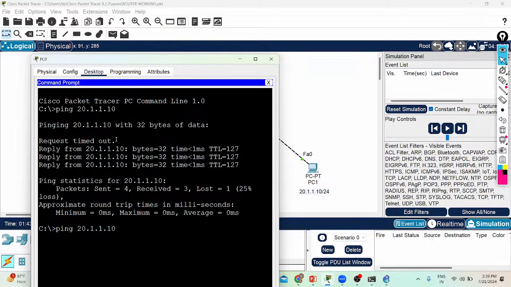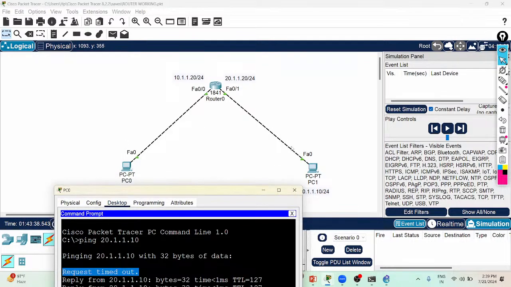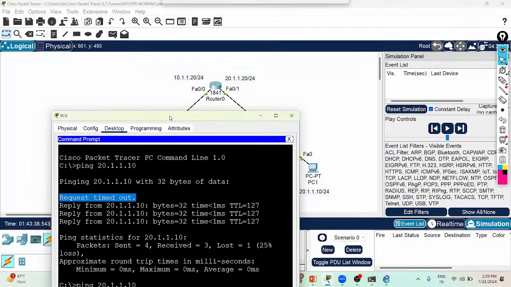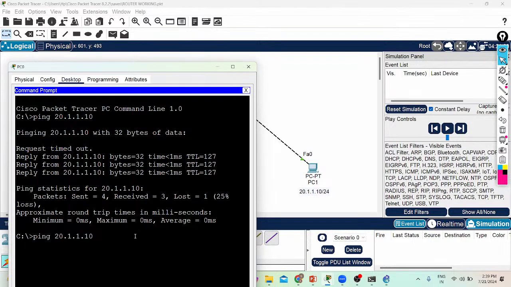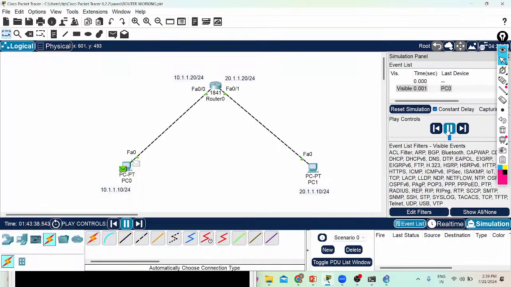Here see, previously when I pinged, my first packet was dropped. The reason behind this is ARP, the Address Resolution Protocol. I am pinging the destination IP, but we don't know the MAC address. So ARP resolves the MAC address for you. And in this case, proxy ARP is working. So let me just ping it and see what happens.